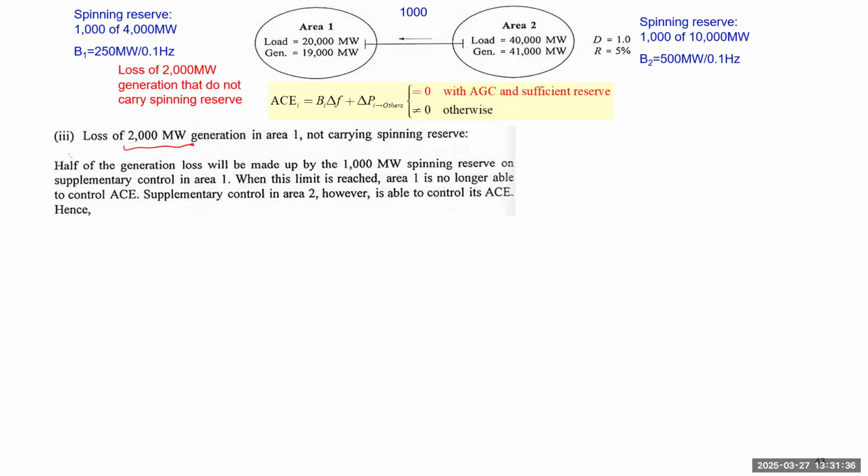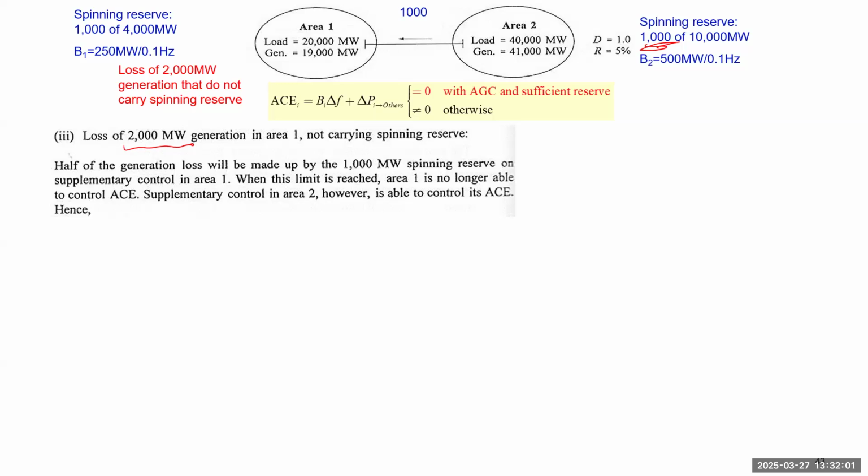But fortunately, we have another 1,000 megawatt spinning reserve from area 2. We can definitely use area 2 to pick up the generation. So finally, area 1 will pick up 1,000, area 2 will pick up 1,000. But how do we calculate the frequency and tie line flow? So that will be the question. So half of the generation loss will be from area 1, the other half from area 2.